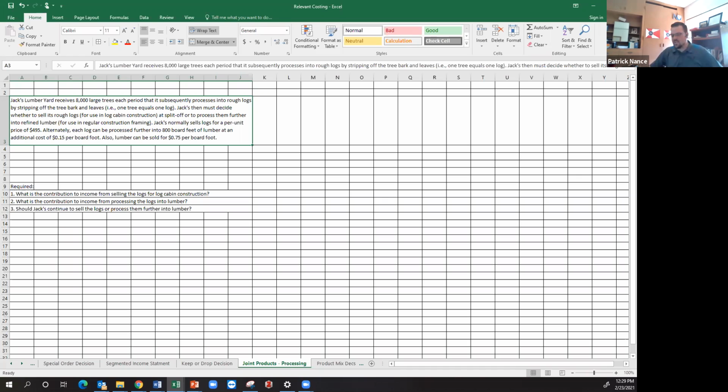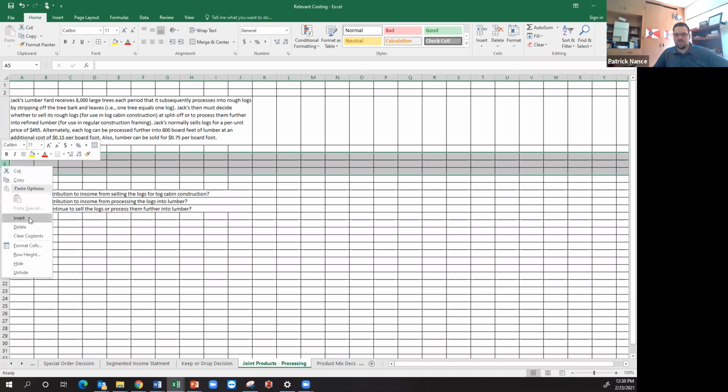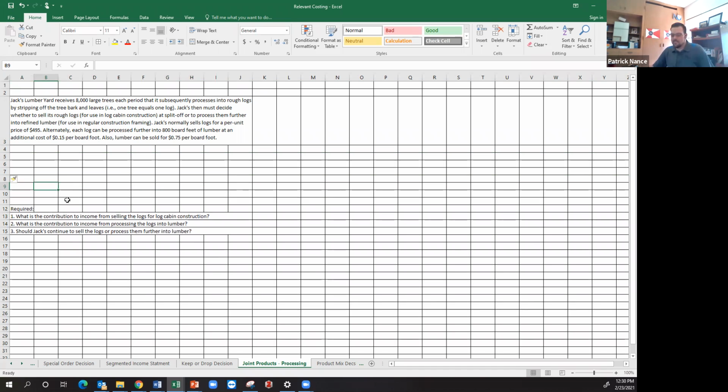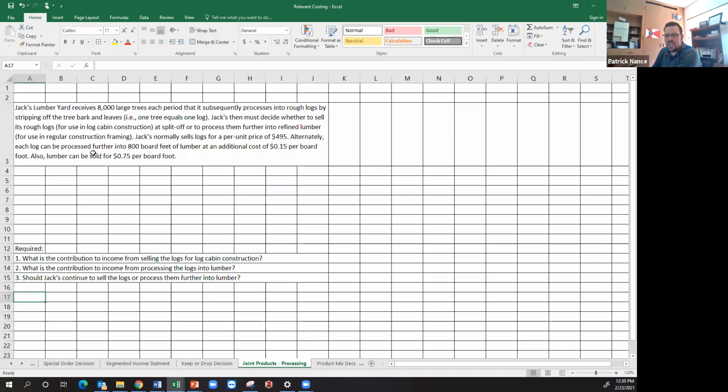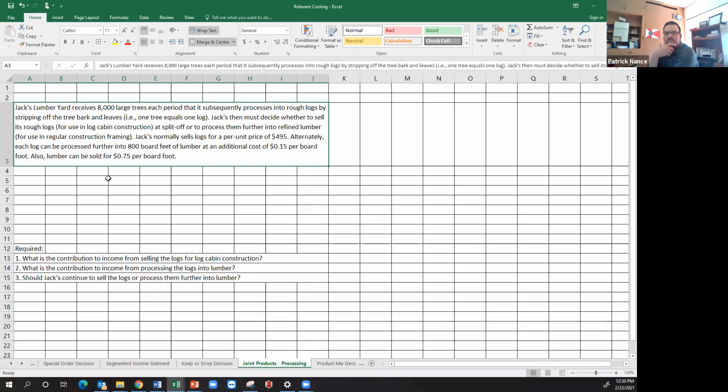You want to look at how much additional revenue you're going to receive if you do manufacture further, and how much additional cost is going to be incurred, and compare the two: relevant costs and relevant revenues. So in this example, Jack's Lumberyard receives 8,000 large trees each period that it subsequently processes into rough logs by stripping off the tree bark and leaves. One tree equals one log. Jack's then must decide whether to sell its rough logs, used for log cabin construction, or to process them further into refined lumber for regular use in construction and framing.